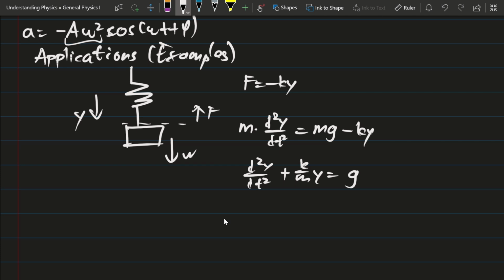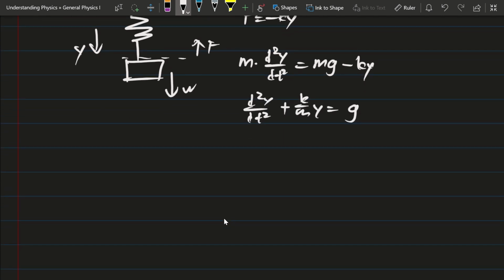Looking at this might not seem to be an easy differential equation, but for you who have already taken differential equations, you would realize that there are always two types of solutions. One of them is the particular solution. The other one is what you call the homogeneous solution.